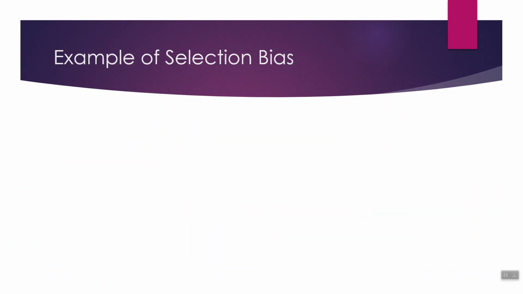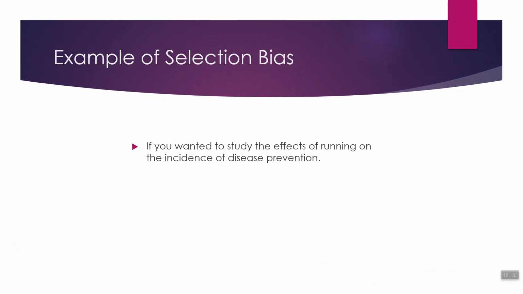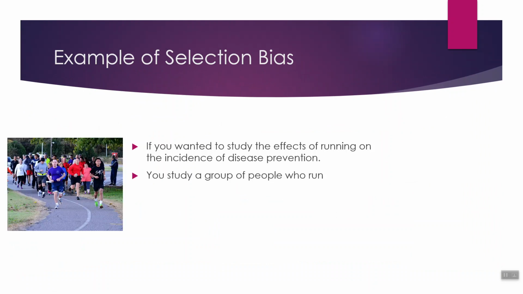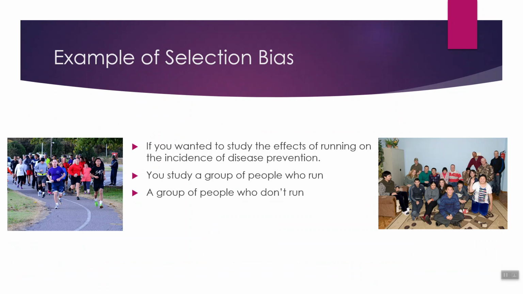An example of this selection bias would be if we wanted to study the effects of running on the incidence of disease prevention. You study a group of people who run and then a group of people who don't run. You record the health problems that occur in both groups. You might conclude that the running group has less disease than the group that did not run, but in truth the two groups might have been very different to begin with. The non-runners may have had pre-existing health issues, less healthy diets, etc.